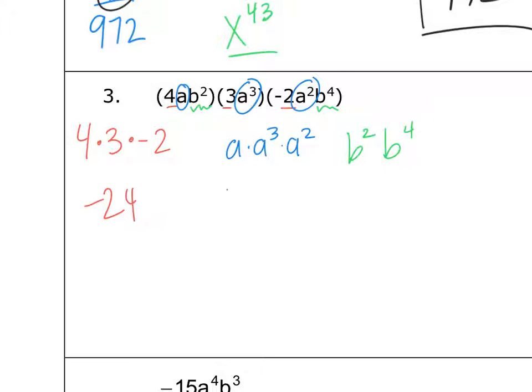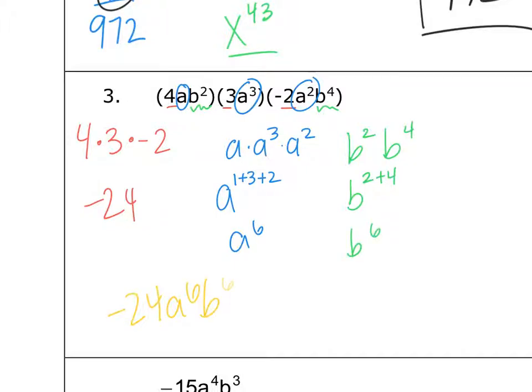Now with my A's, they're multiplied. When I look at my formula chart, it shows me that multiplication tells me to add my exponents. So 1 + 3 + 2 is 6. Same thing with the B's. They're being multiplied, so I add, and I get 6. So my full answer is just rewritten all together: -24, A6, B6.